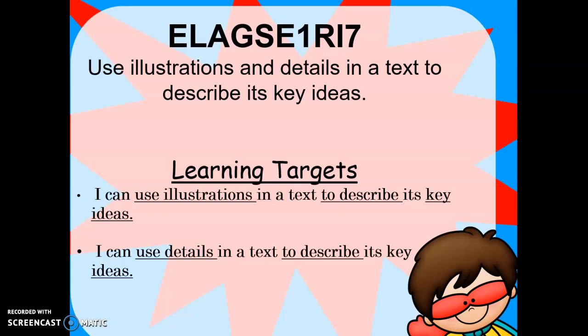So in our last lesson, we visited our standard RL2, retelling stories, and we used the key details to demonstrate our understanding of the lesson. So today we're going to look at our standard RI7, use illustrations and details in a text to describe its key ideas. Let's take a look at our learning targets. I can use illustrations in a text to describe its key ideas. I can use details in a text to describe its key ideas.